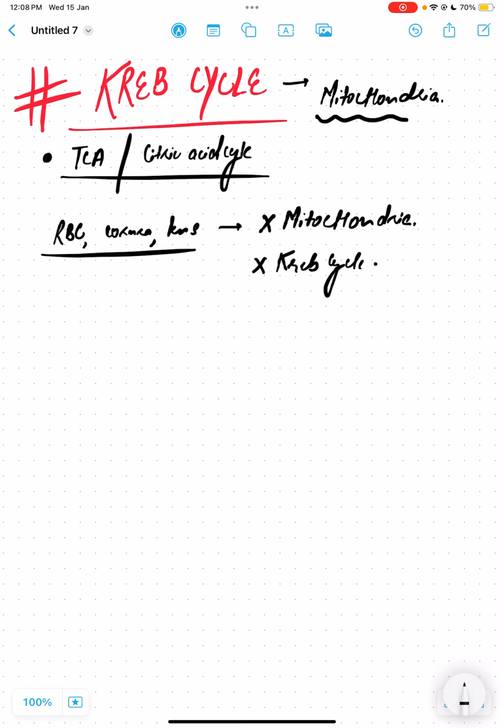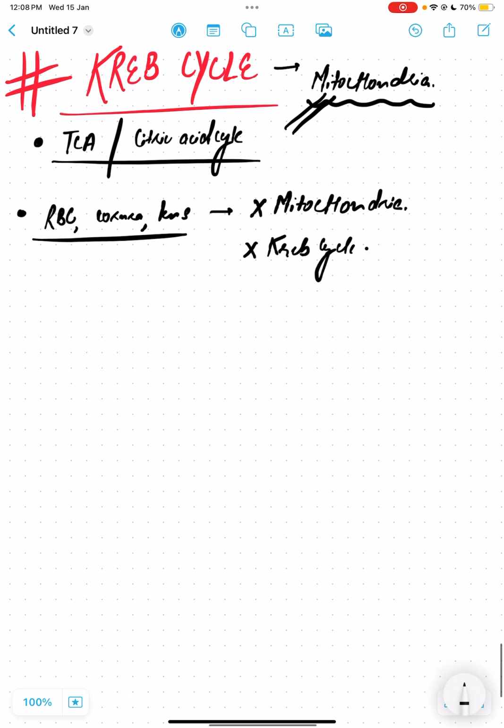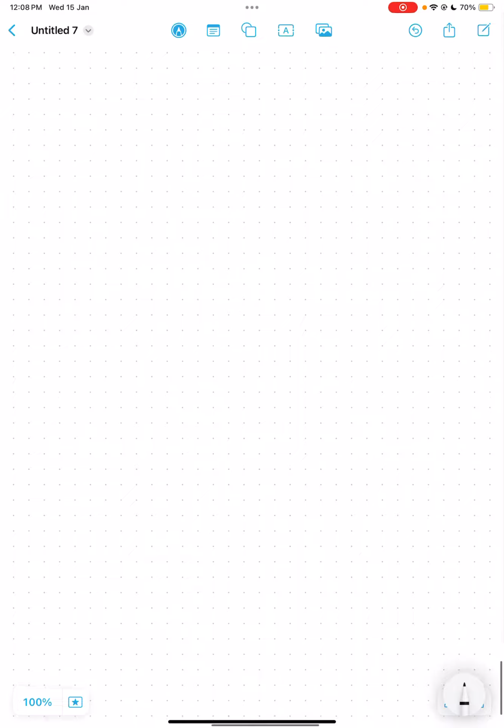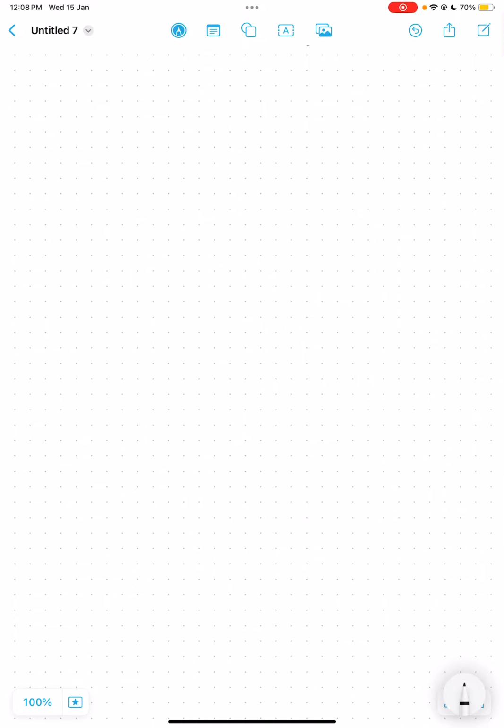This cycle takes place in the mitochondria, and this cycle is absent in the structures which lack mitochondria, like RBCs, the cornea, or the lens. So let's begin with the citric acid cycle. First of all, you should remember that it begins with acetyl CoA. Basically, it is a 2-carbon compound, and one molecule of acetyl coenzyme A can give 10 ATP.